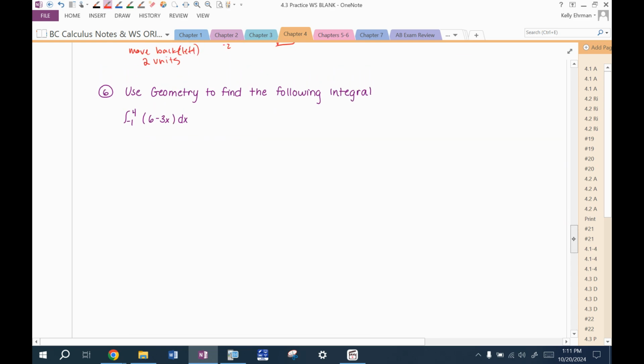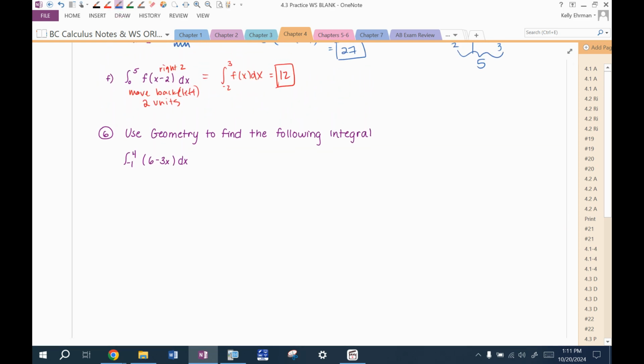Use geometry to find the following integral. Okay, so we're going to graph it first. From -1 to 4. Plug in -1, you get 6 plus 3 is 9. Plug in 4, you get 6 minus 12 is -6. Oops, meant to put a -6 here. Erase that. This is some sort of line that goes like that. And then where is that part? When is 6 minus 3x equal to 0? I would say when x equals 2.